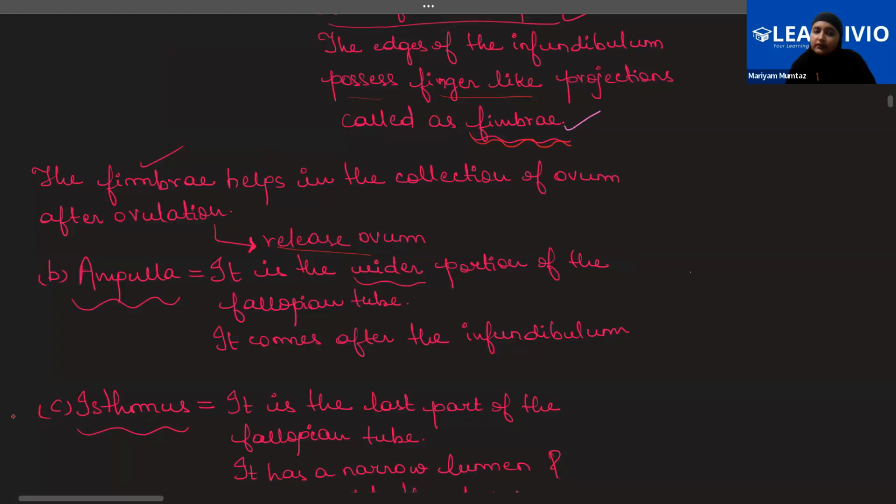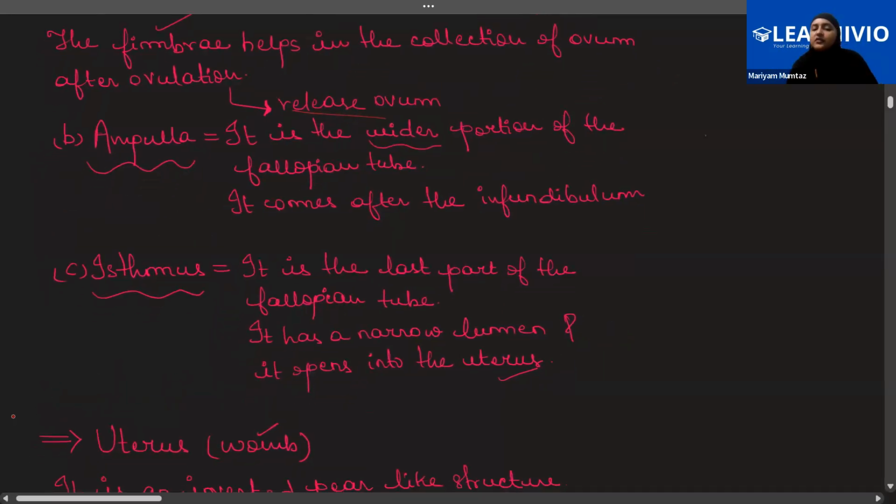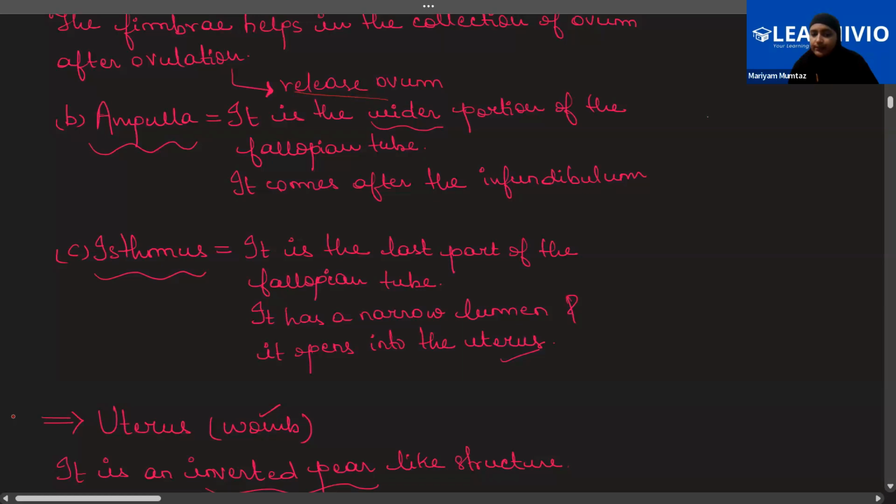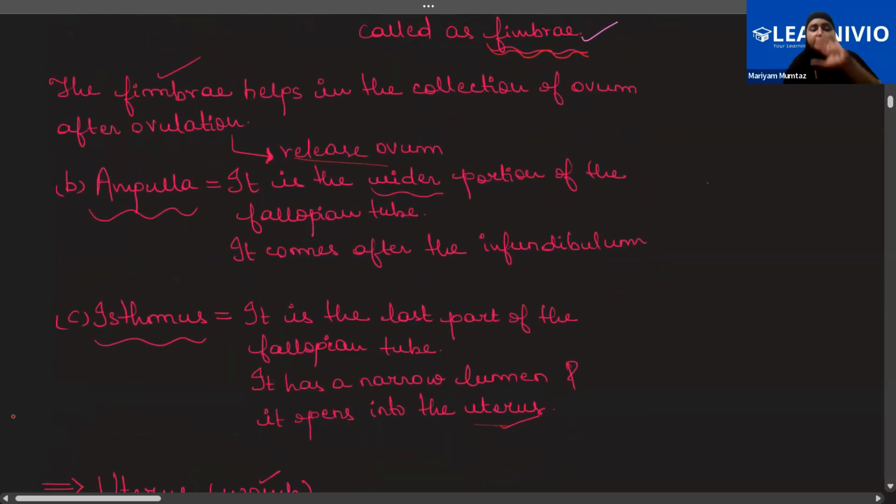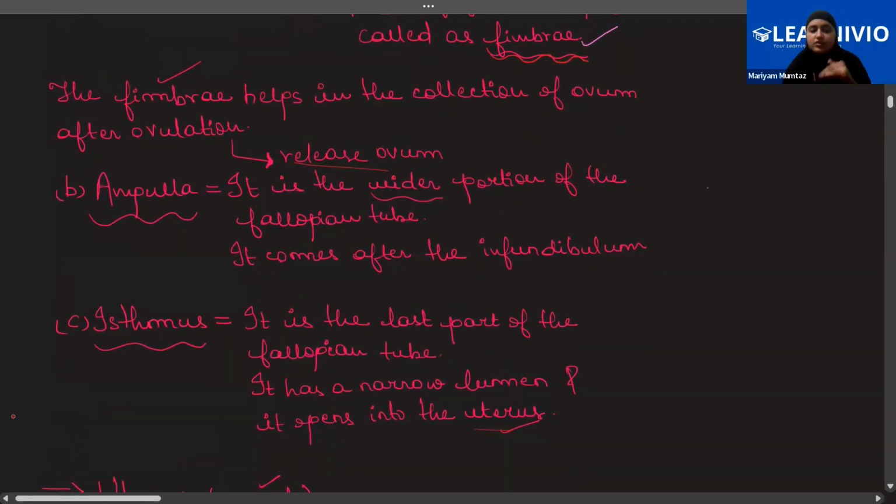The second part of the fallopian tube is the ampulla. It is the wider portion of the fallopian tube. It comes after infundibulum. This is a passage; it does not have much to do. The last part of the fallopian tube is the isthmus. It has a narrow lumen and it opens into the uterus. So this is the fallopian tube and the parts of it.